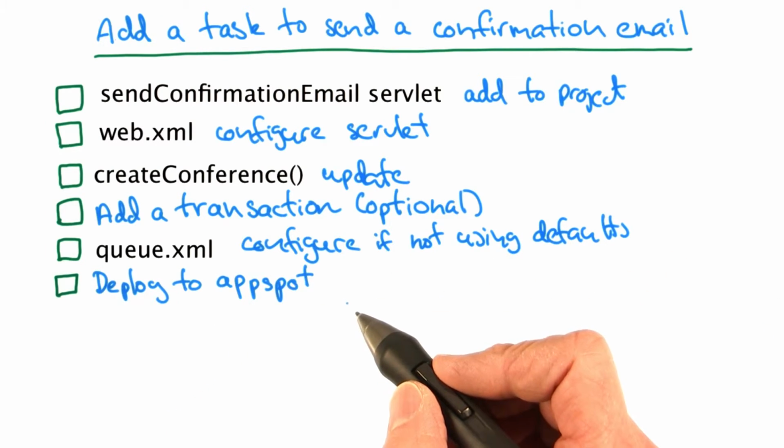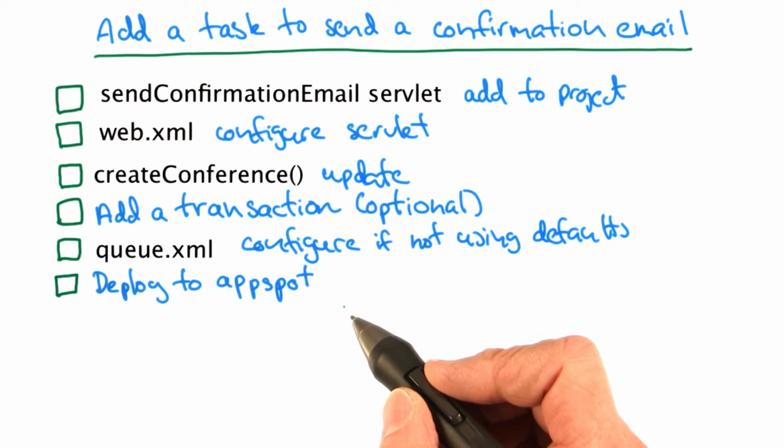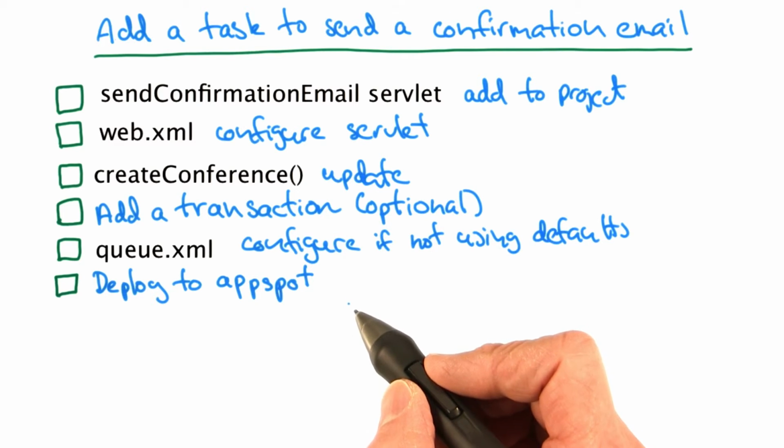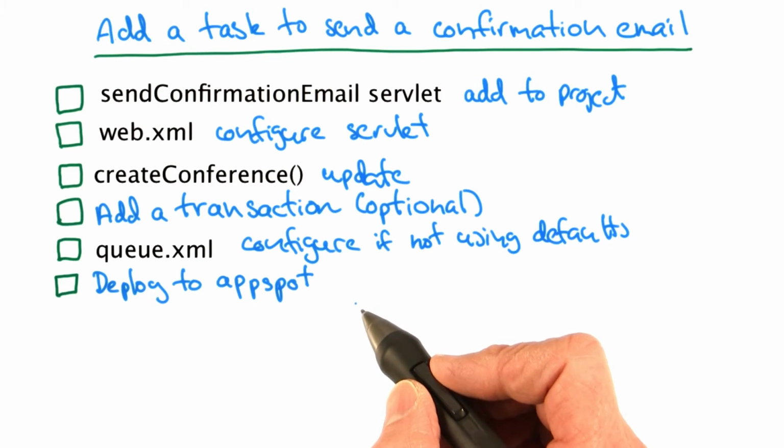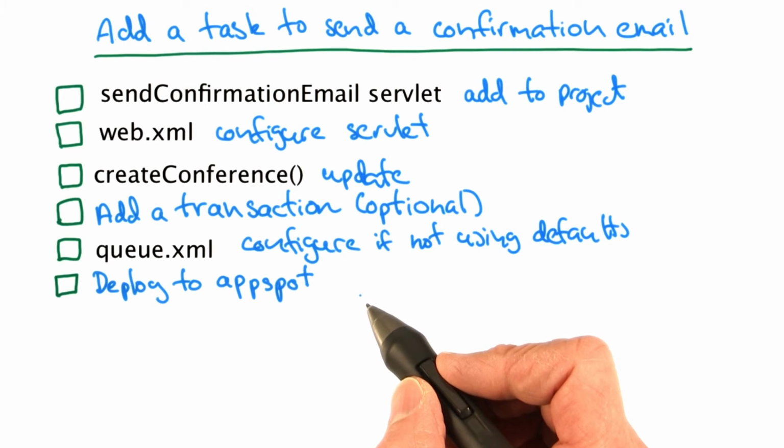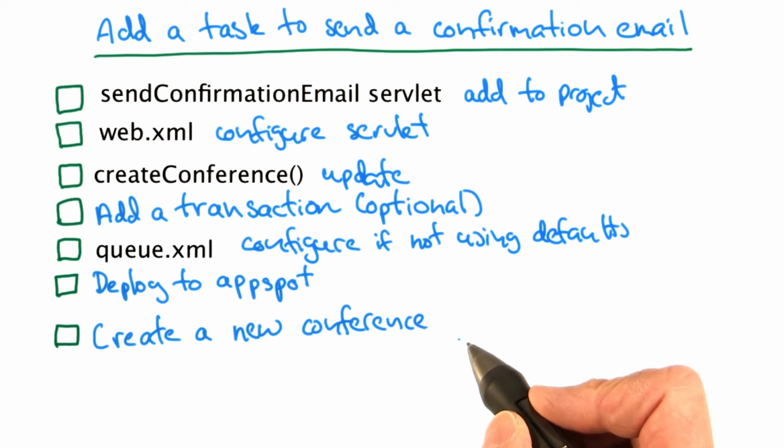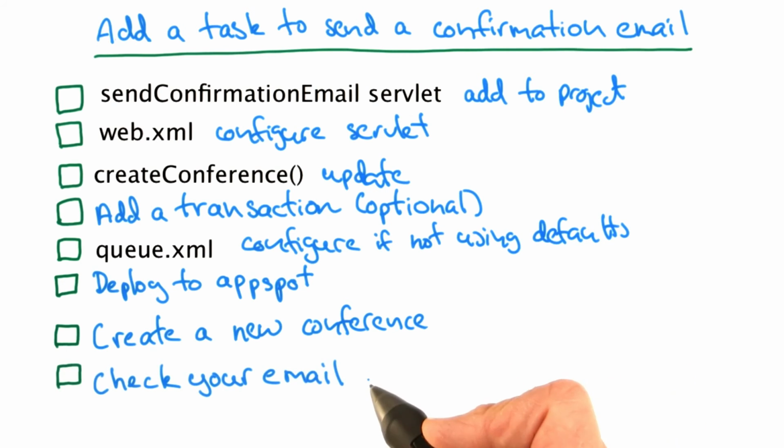So the development server running on localhost does not send emails. It does add tasks to queues and actually has its own simple task queue viewer, but it won't actually send an email. So if you want to test the sending of emails, you're going to need to deploy your application to AppSpot. So when you've done testing it on localhost as much as you can, go ahead and deploy it to AppSpot. And then to test it, of course, you're going to need to create a new conference and then check your email to make sure that the email arrived.